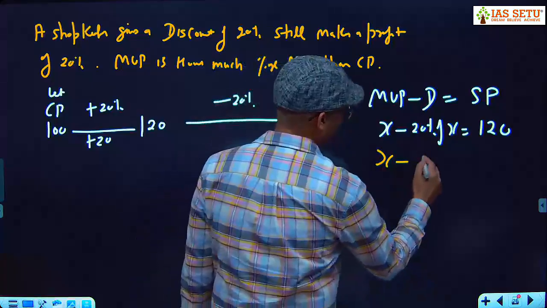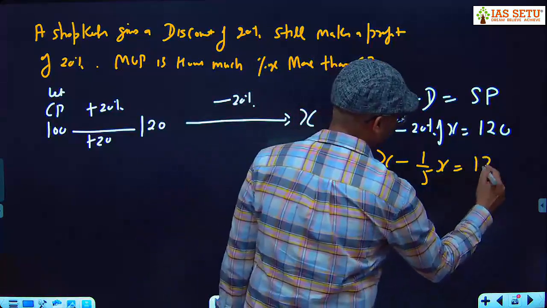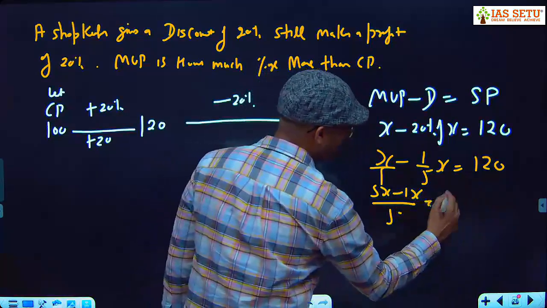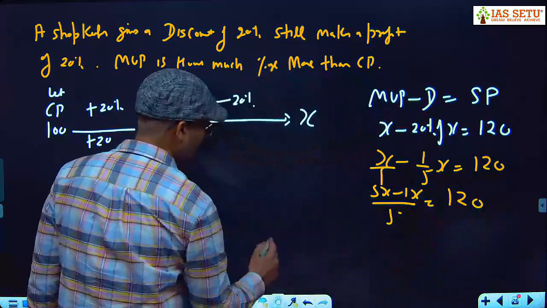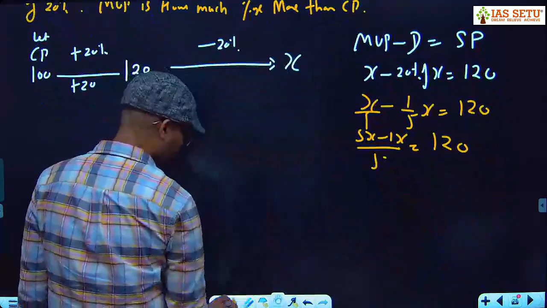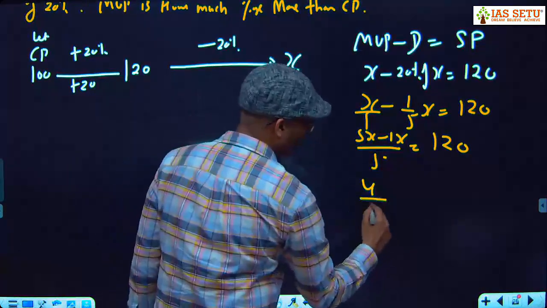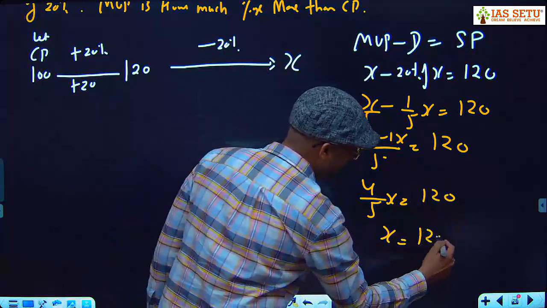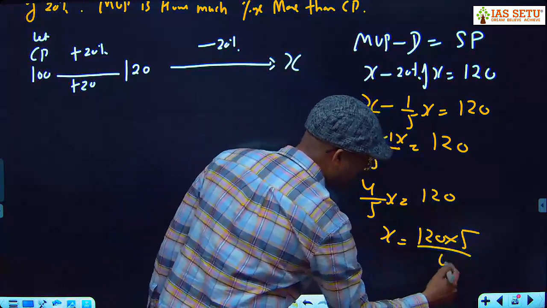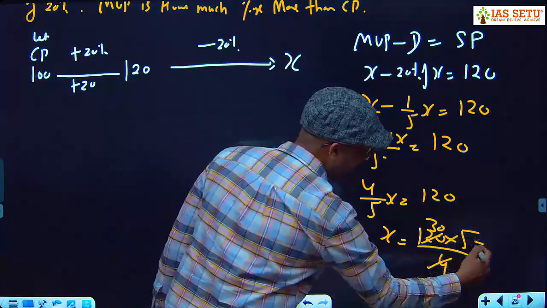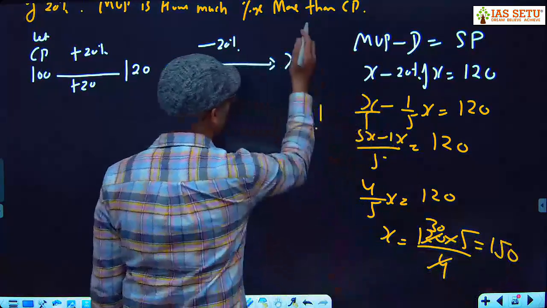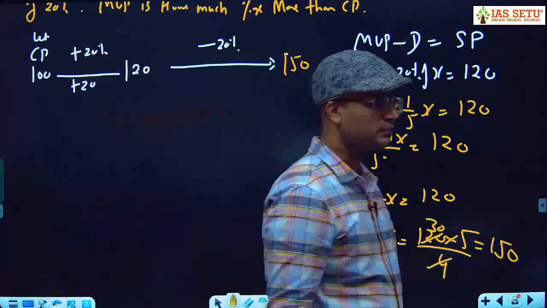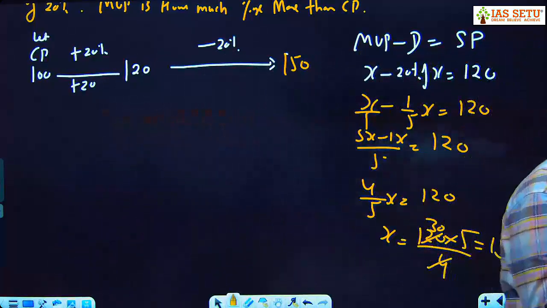1/5. x minus 1/5 x is 120. So it is 5x minus 1x, 120. If you calculate this is 4/5 x. 4/5 x is 120. Cross multiply, x will be 120 into 5/4. This is 30 into 5, 150 rupees. So it means I have to make markup price 150.